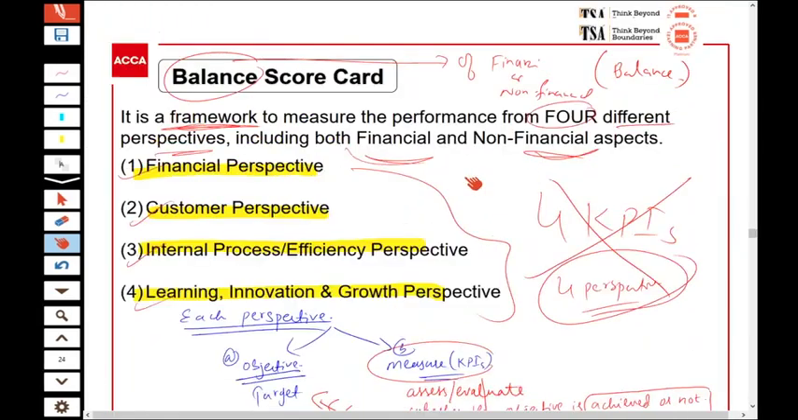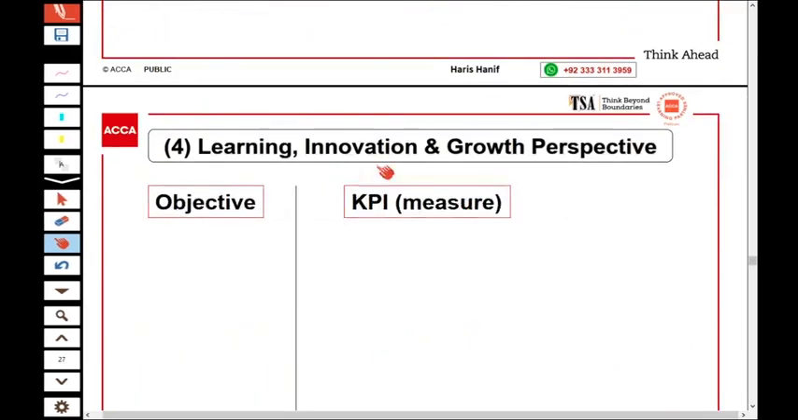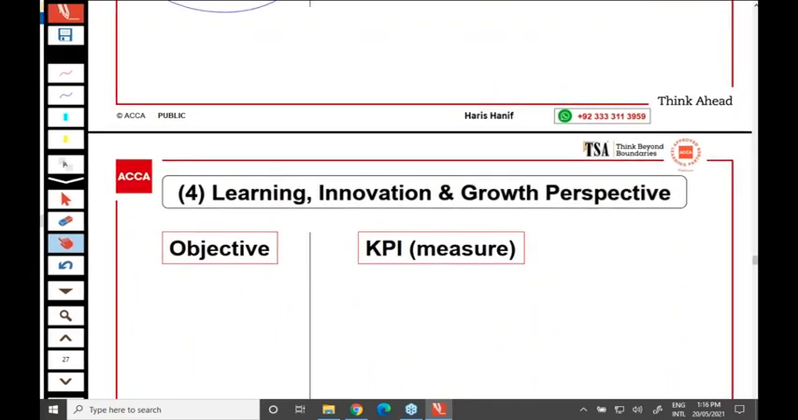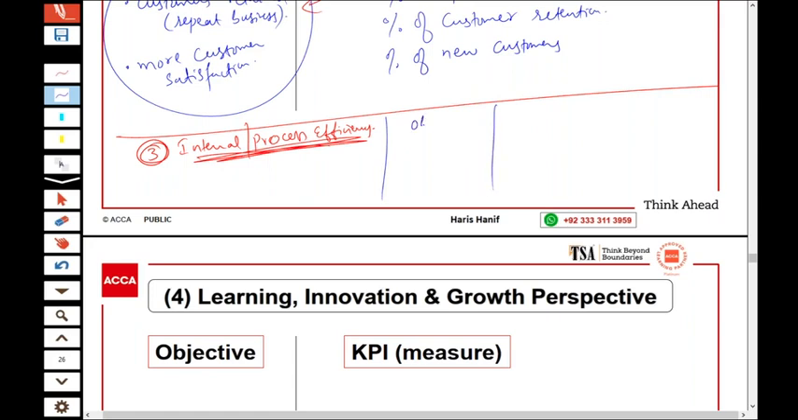Number three is the internal process efficiency perspective. Number 3 I guess is missing in the slide, so I am going to write number 3 perspective over here: internal process efficiency. There are again 2 things. Number 1 is the objective. The objective is to maximize the strength and minimize the weakness. And how will you measure? That is the KPI.